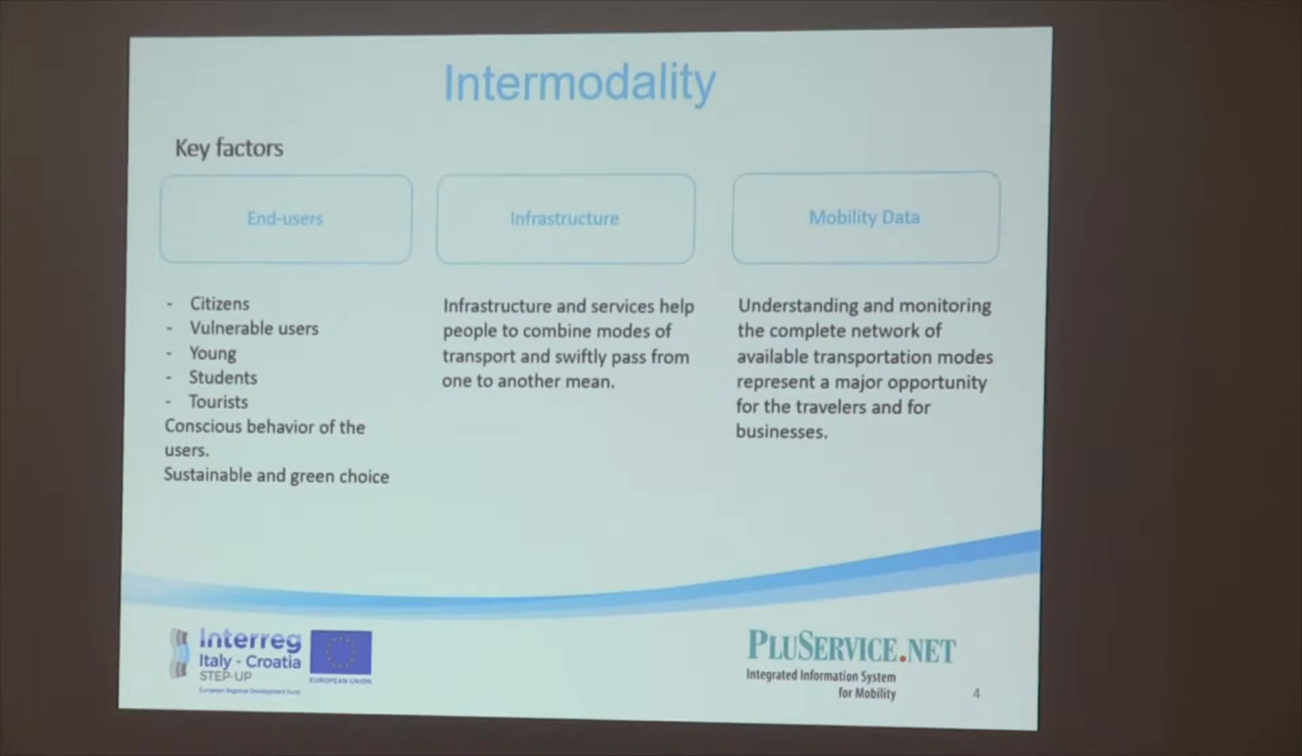We consider three key factors necessary for intermodality. They are end users, so all kinds of passengers, citizens, vulnerable users, young students, and so on. And they are important because intermodality depends on the individual choice of the passenger. Of course, the choices depend on the quality of transport services. And for this reason, we think that the other two key factors are infrastructures and mobility data.